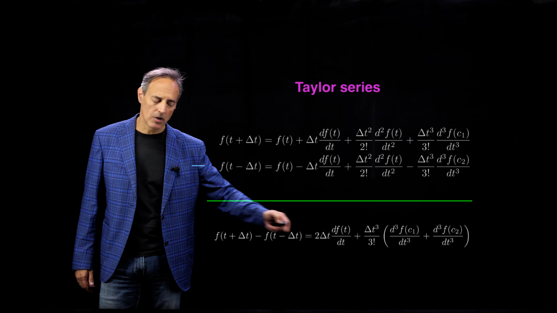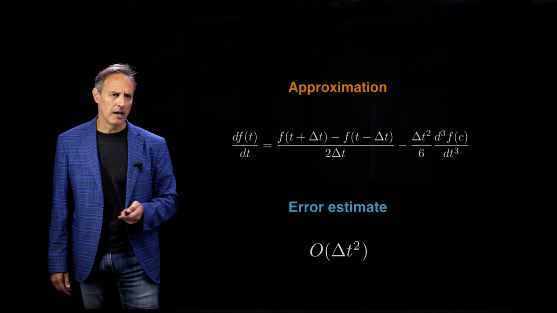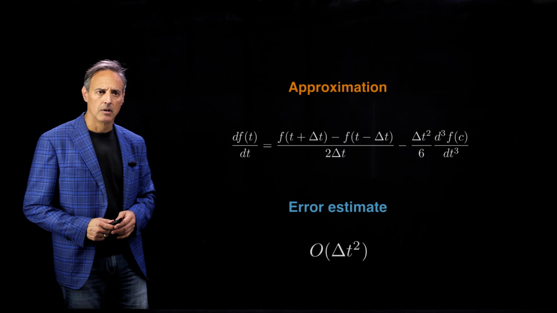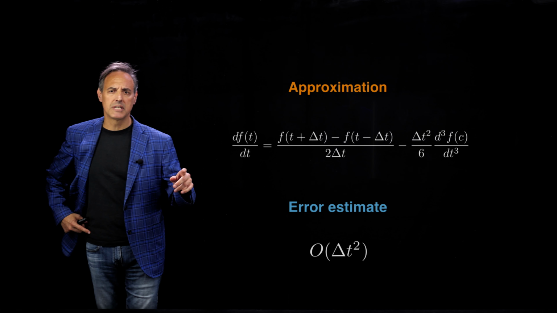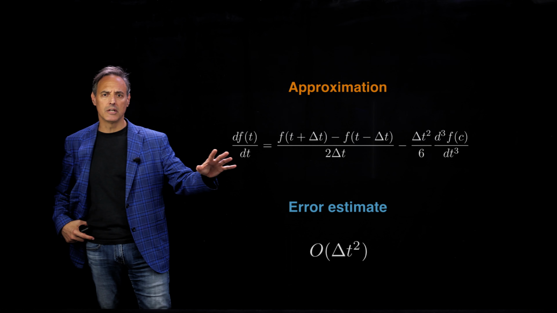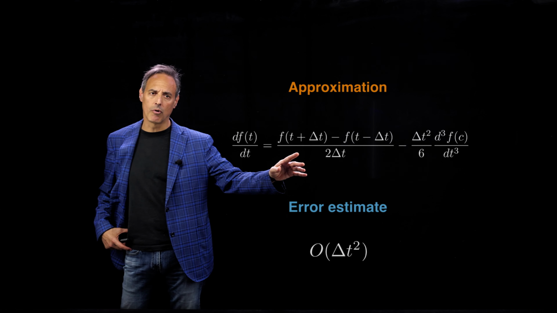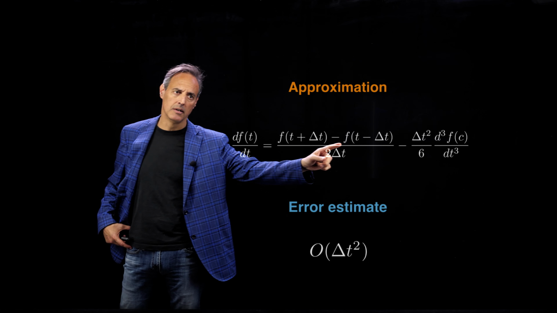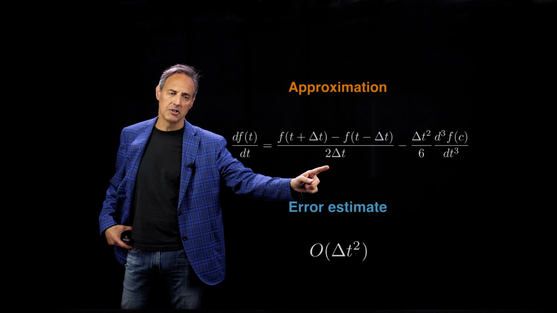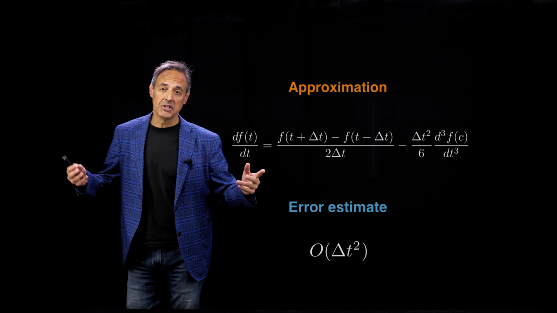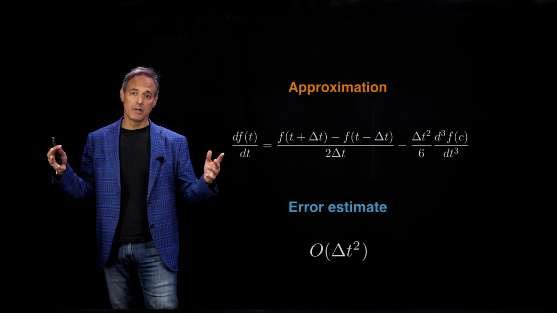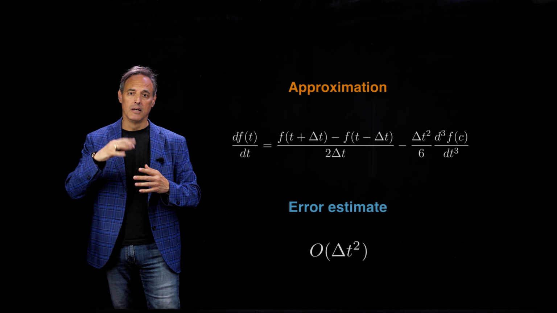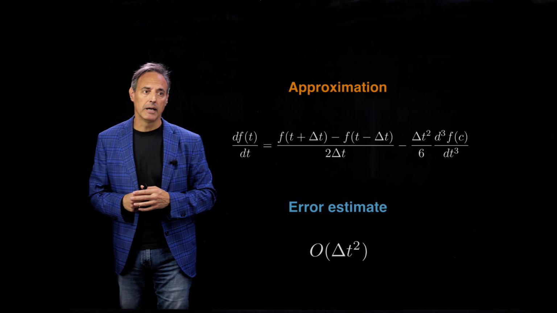So I can move everything to the other side, and what I'm going to get now is this expression right here. This expression tells us that the derivative is equal to, this is our slope formula, right? This is one of the points, f of t plus delta t, f of t minus delta t. This is rise over run. This is nothing more than our slope formula that we learned for approximating a derivative, okay?